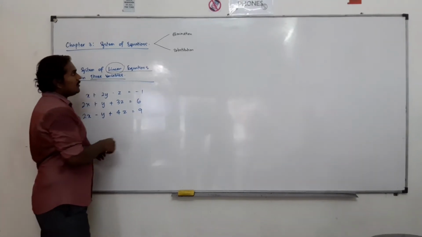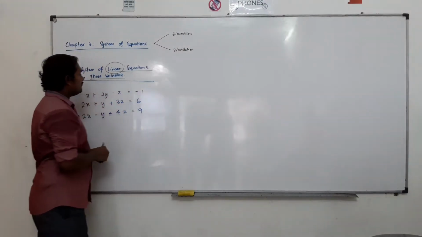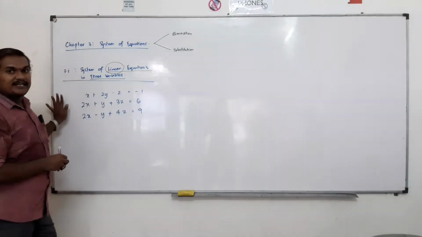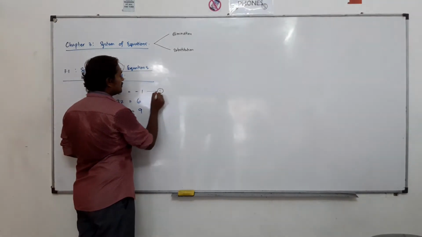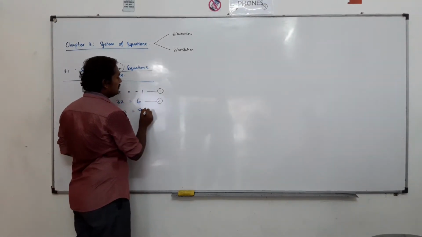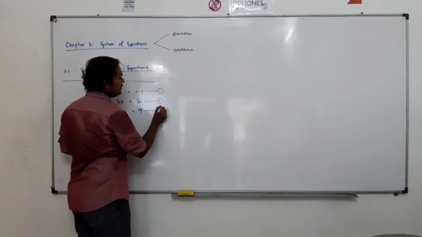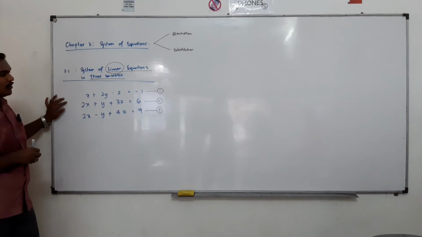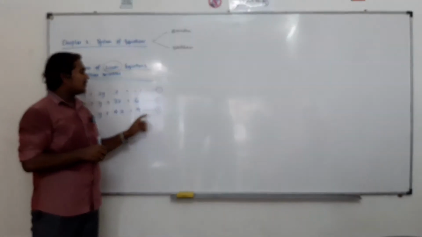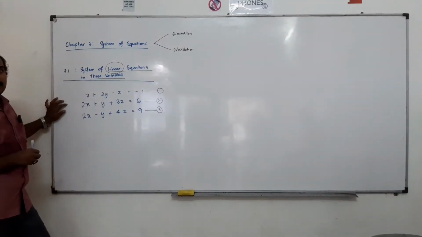So when you go for the elimination method, first we are going to name the equations, or number the equations using numbers: equation 1, equation 2 and equation 3. So we have numbered the equations. Why are we numbering the equations? Because we need to recognize the equations.